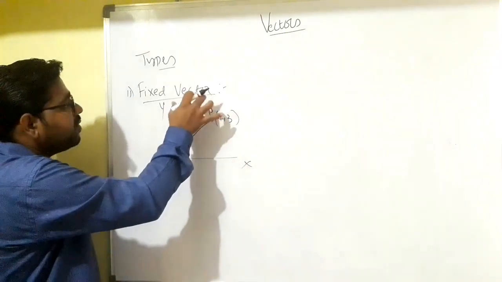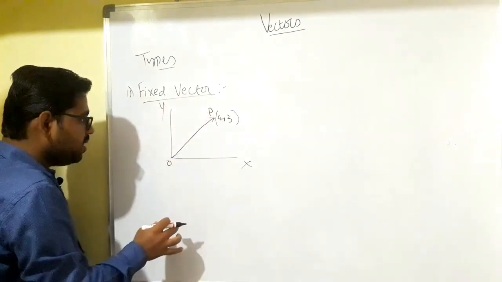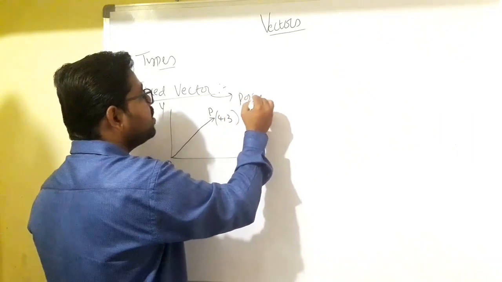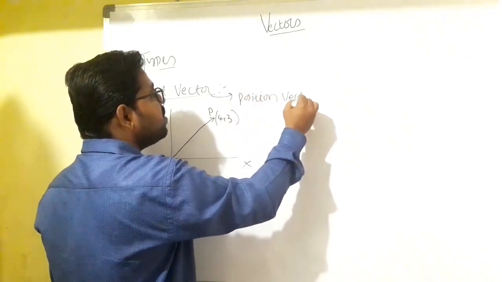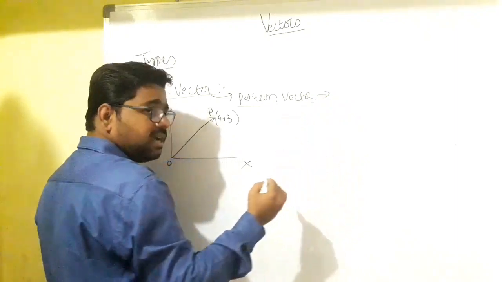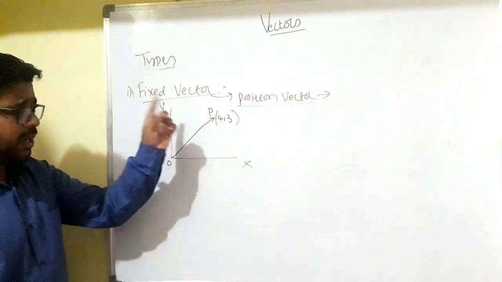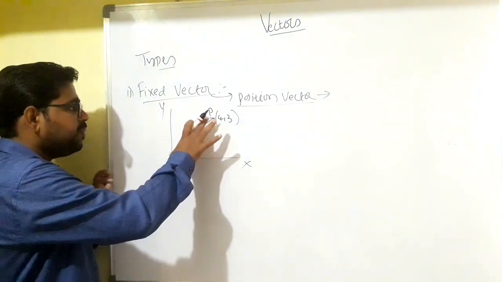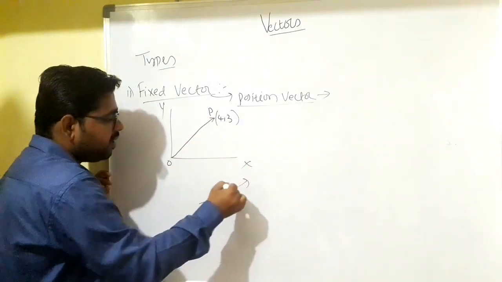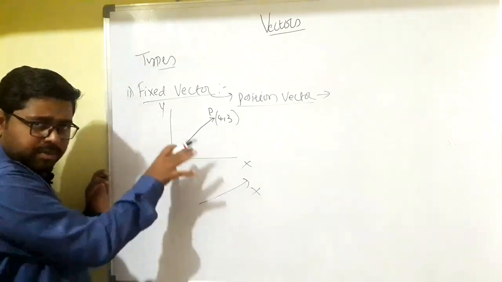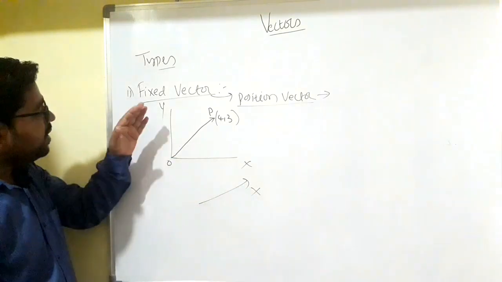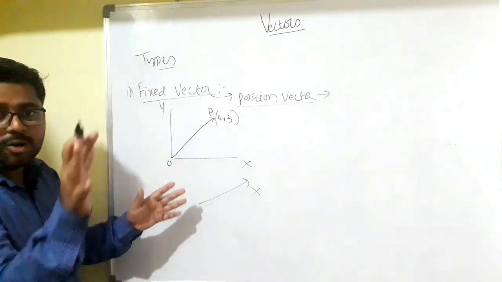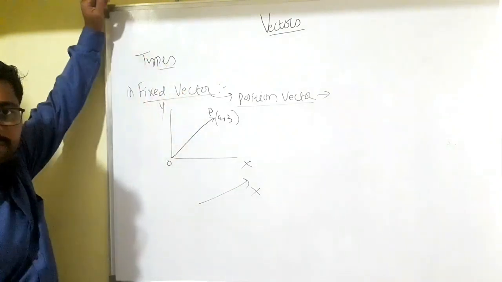So under fixed vector, one more type is coming, which is the position vector. What is a position vector? It tells the position of a particular point. Here, this position is fixed; we cannot take it somewhere else. That movement of the vector we can't do here. That is why it is completely fixed. It is localized. It cannot be moved. Such vectors are called fixed vectors.